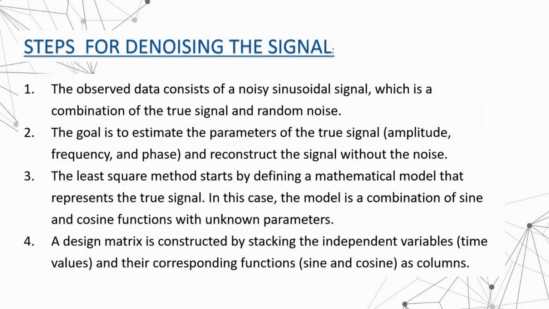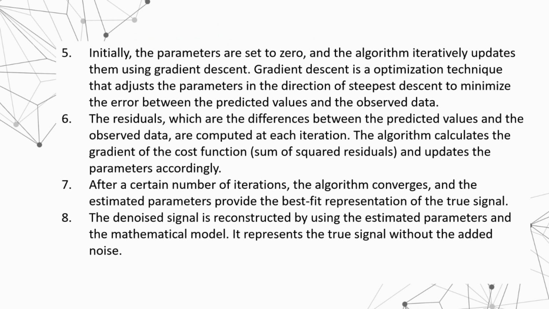And these are the steps involved in denoising the signal. The observed data consists of noisy signal, which is the combination of true signal and random noise. Our goal is to estimate the parameters of the true signal and reconstruct the signal without the noise. The method starts with defining the mathematical model that represents the true signal. In this case, the model is a combination of sine and cosine with unknown parameters. And then the design matrix is constructed by stacking the independent variables and their corresponding functions as columns. Initially, the parameters are set to 0, and the algorithm iteratively updates them using the gradient method.